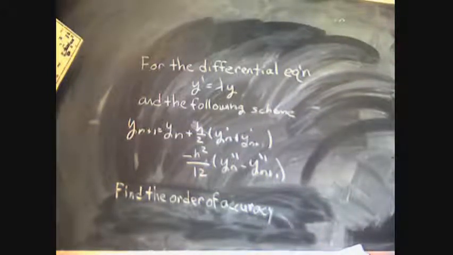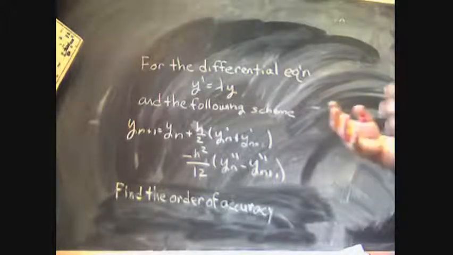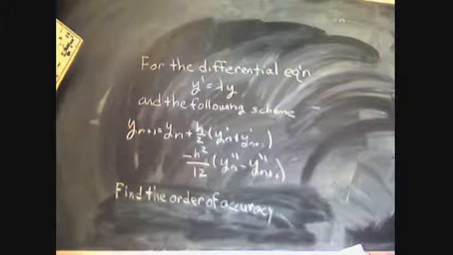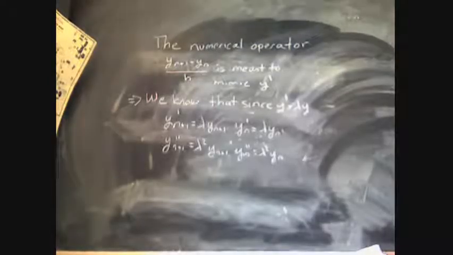But given this scheme, we are asked to determine the order of accuracy. And what that means is, for a step size h, if we decrease it to, say, 1/10 of it, how much more accuracy can we expect out of our end solution? That's what that means. Hopefully you guys can see this, and again, put it in full screen if that would help.